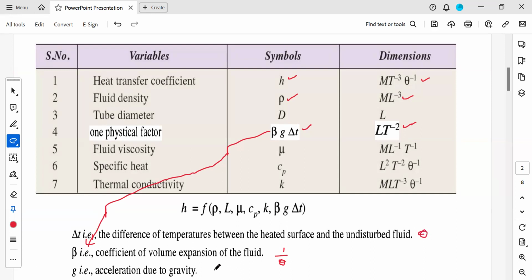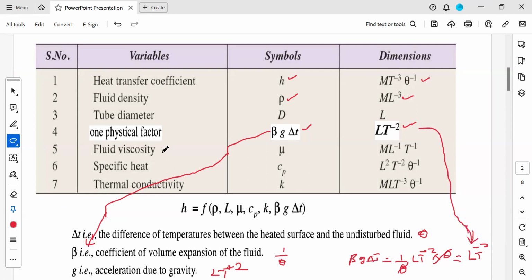And next one is acceleration due to gravity. The dimensions will be L T power minus 2. As a whole, the dimensions of beta g delta T will be 1 by theta into L T power minus 2 into theta. So theta will get cancelled. The dimensions of beta g delta T will be L T power minus 2 only.